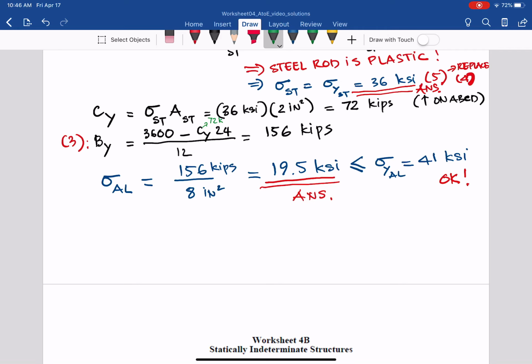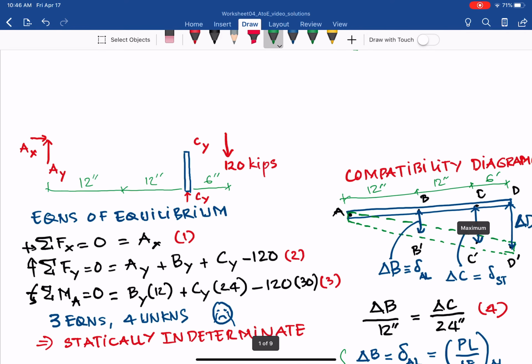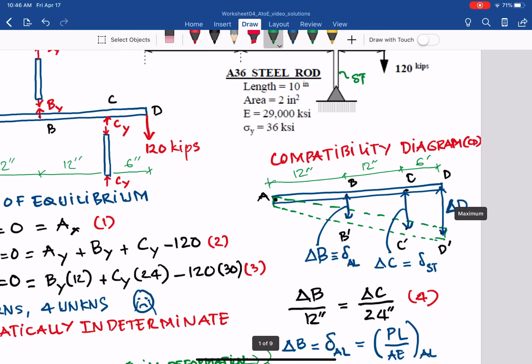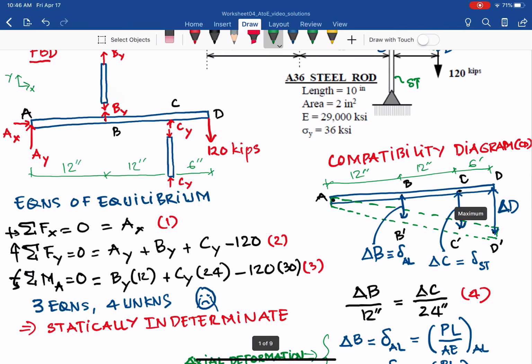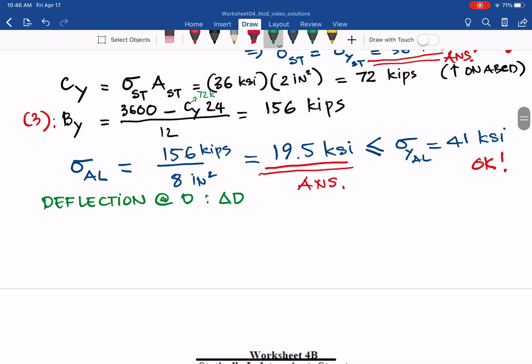So let's do that. Deflection at D, and that will be delta D. And for that delta D, we can use the similar triangles in the compatibility diagram, AB, B apostrophe, and AD, D apostrophe. With that similar triangle, in the compatibility diagram, we have delta B over 12 inches equal to delta D over 30 inches.